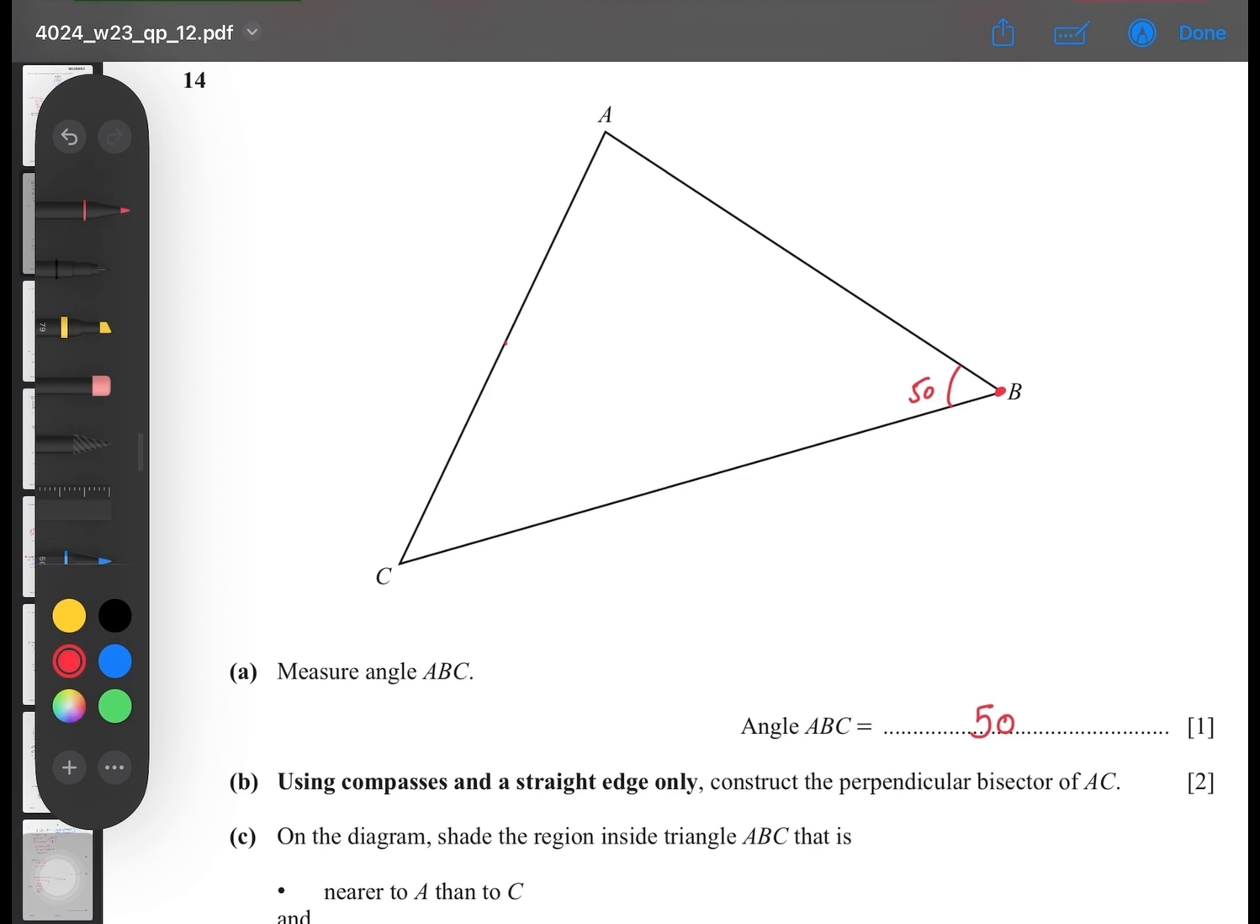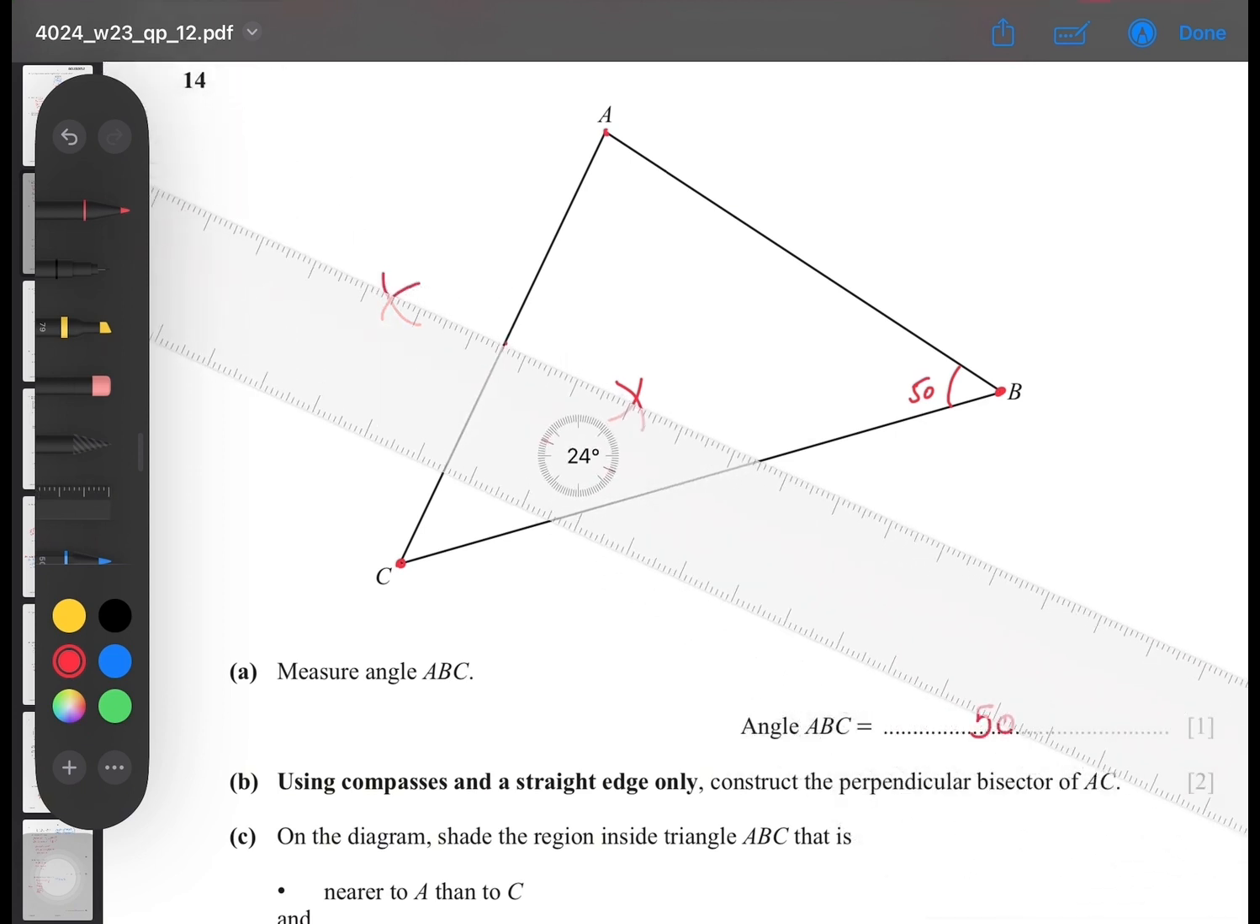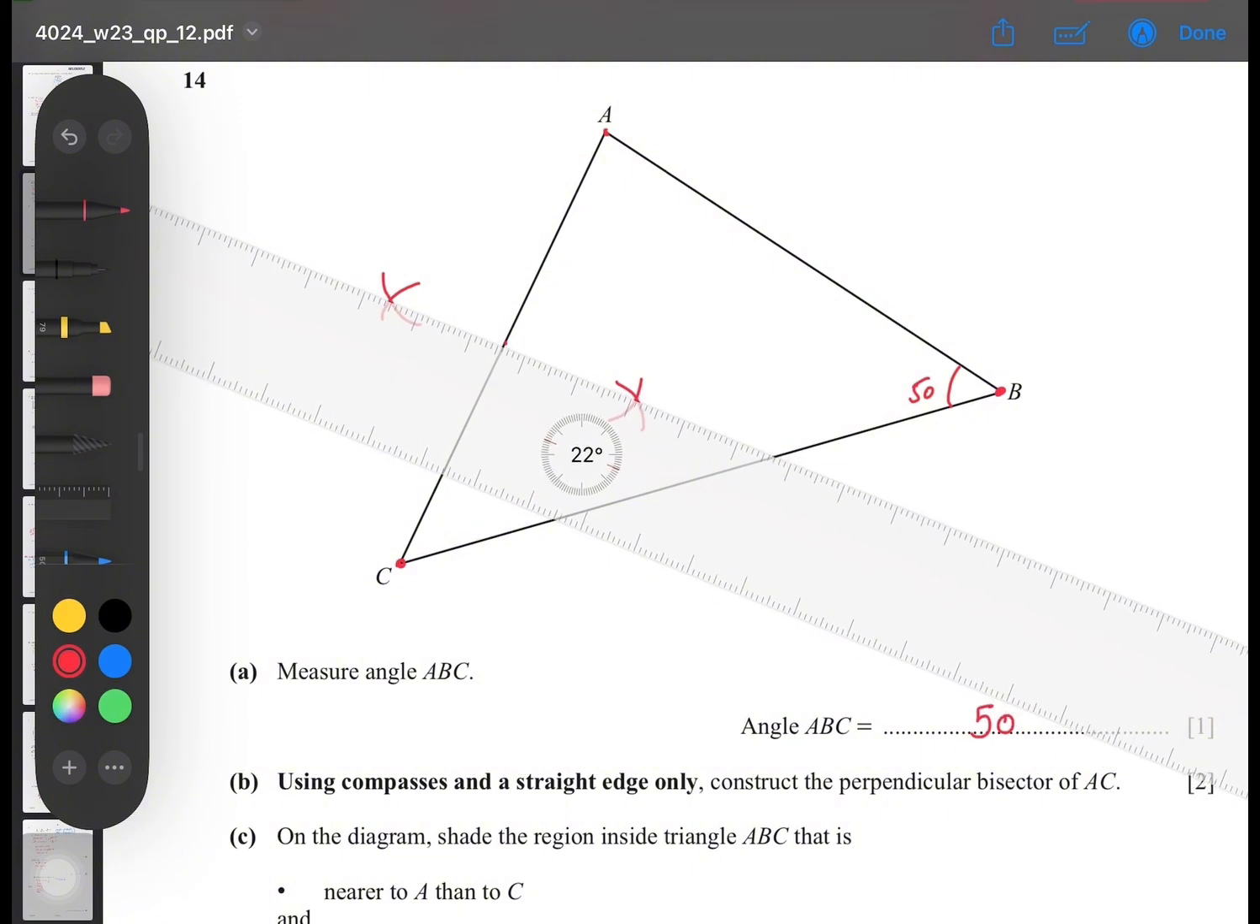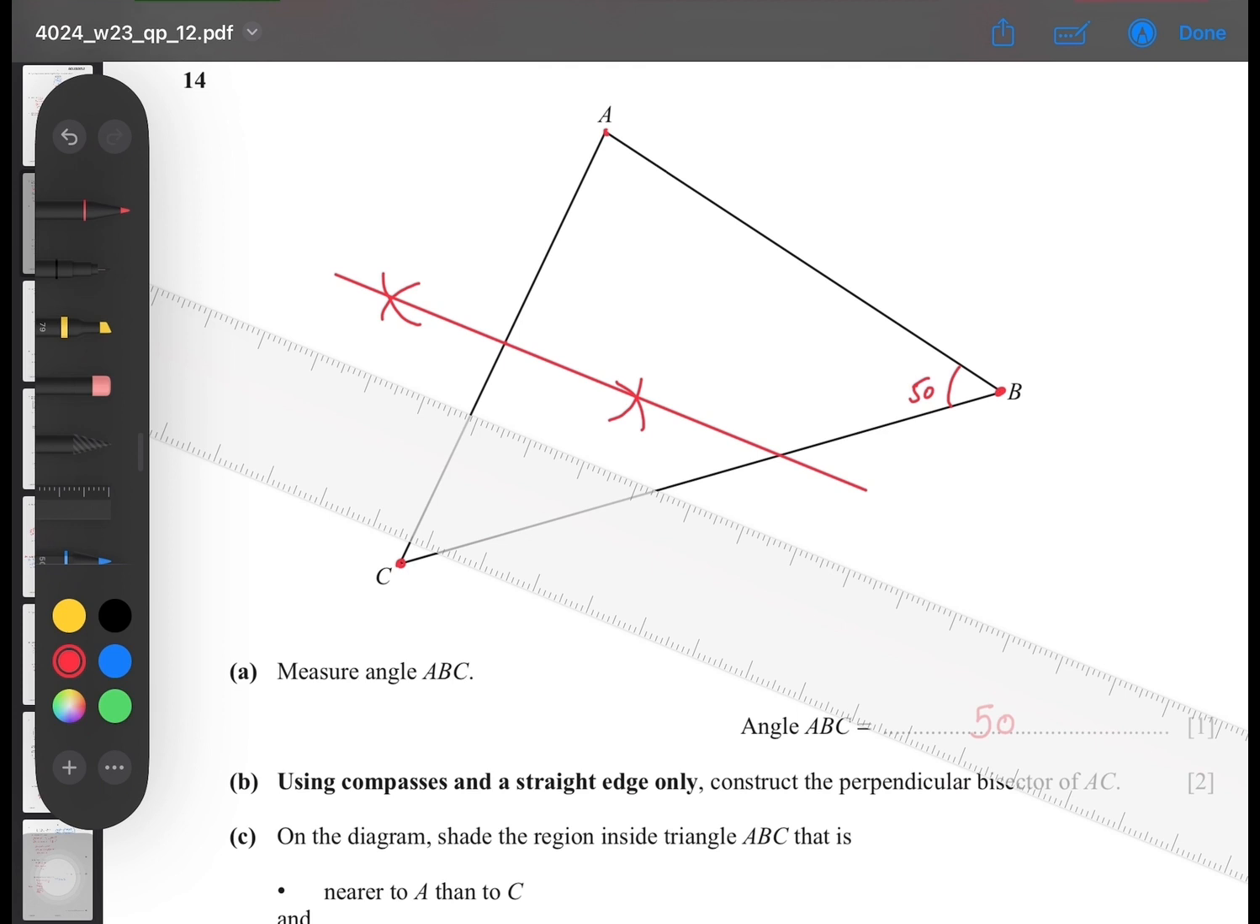So open the compass and keep it at C and make an arc like that. And if I keep it at A, so it will be, so I will join the line. So this is the estimated perpendicular bisector.